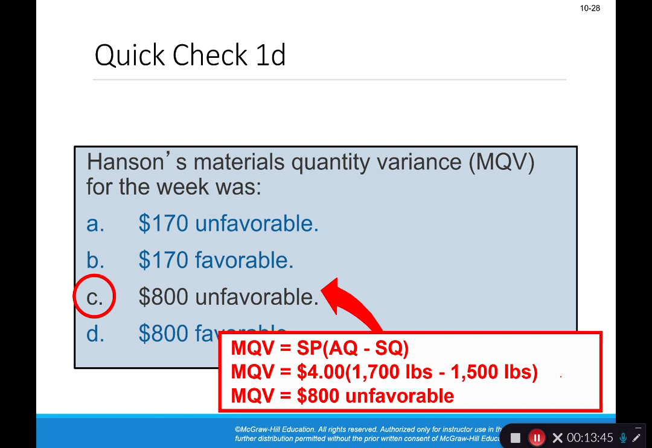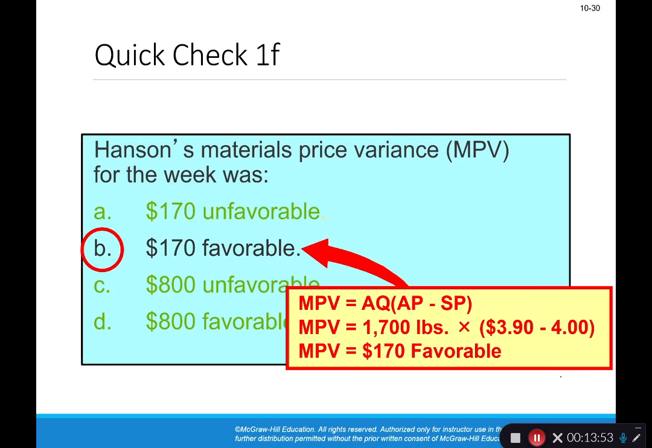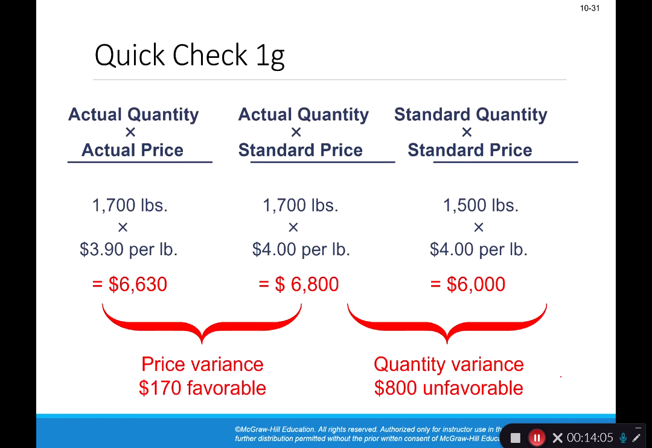Here's the algebra way of doing it. I've already shown you the 3-column approach. The price variance was 170 favorable. Again, here's the algebra. I've already shown you the 3-column approach. You do you, and choose the one that you like most. Here is the 3-column approach, all typed up and pretty. If you don't like my writing, here's your chance to get some nice notes.